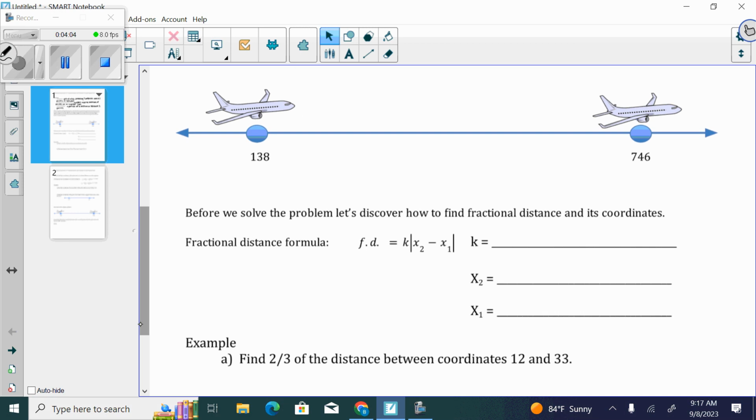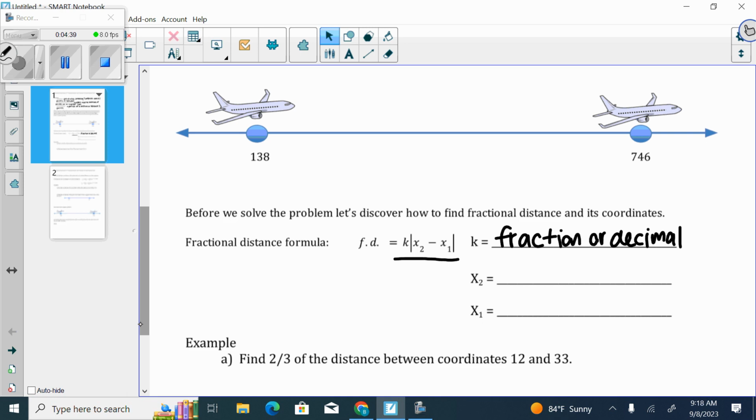So here's our formula for fractional distance. What is the only thing that you guys noticed to be different about this formula for distance versus the one we had yesterday? There's a K, right? So that K is going to be representing the fraction of the distance that we are supposed to go. Okay, so our K should be either a fraction or a decimal. If they give it to you as a percentage, you can convert it into either one of those.